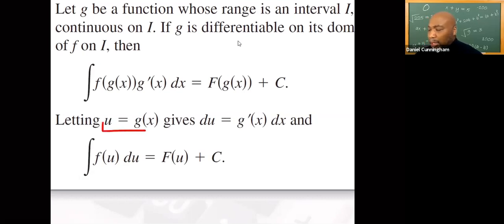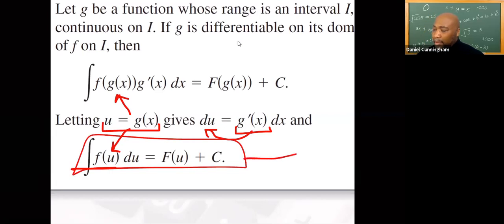So you say, well, I'm going to let u equal this g of x. Then I'm going to take the derivative of g of x, and that would be replaced by my du, and I'll show you that in a second. So in this case, this function here is the same as this function, but all I did was I let u equal g of x. You're going to have to find out what u is equal to when you look at these functions.